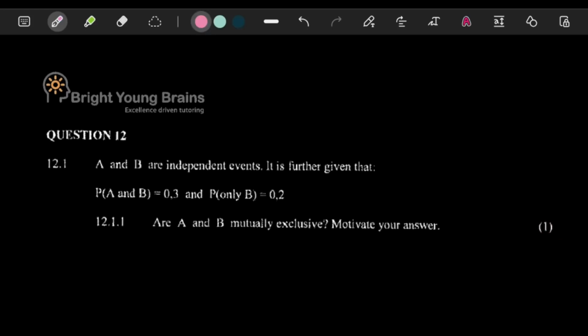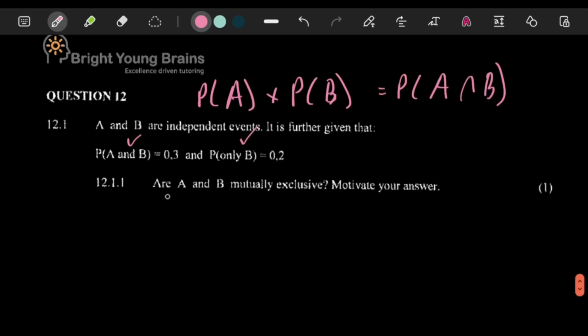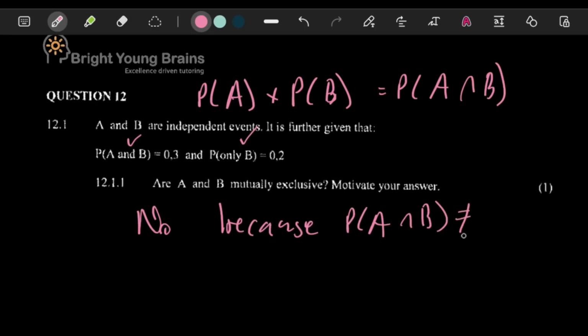Anyways, it says for 1 mark here, A and B are independent events. Independent events mean that the probability of A times the probability of B is just the probability of A and B. And then they said here, you have the probability of A and B, check. The probability of B only, check. They said, are A and B mutually exclusive? No, because the probability of A and B is not equal to 0.